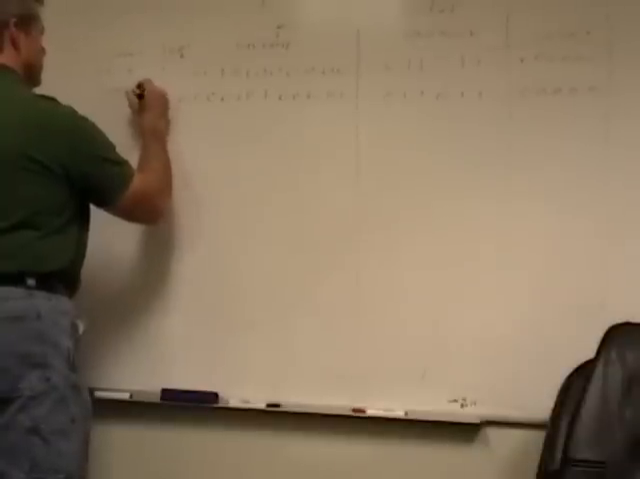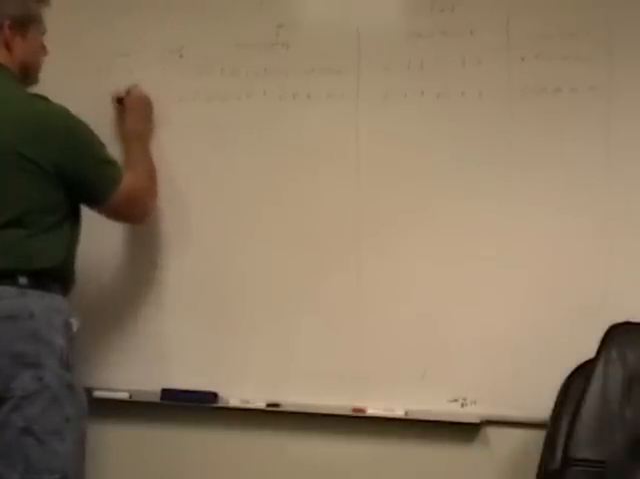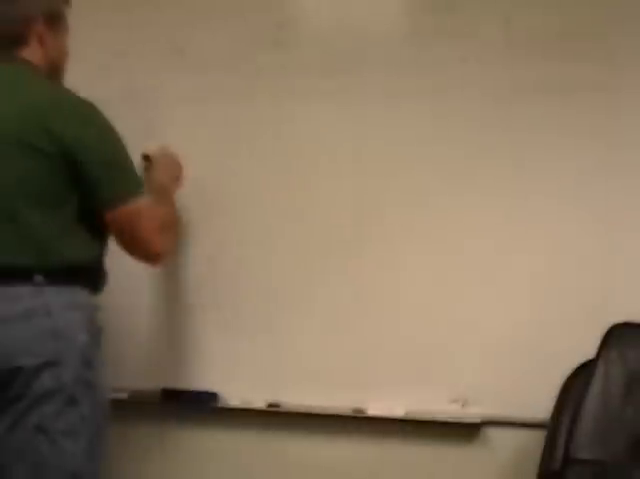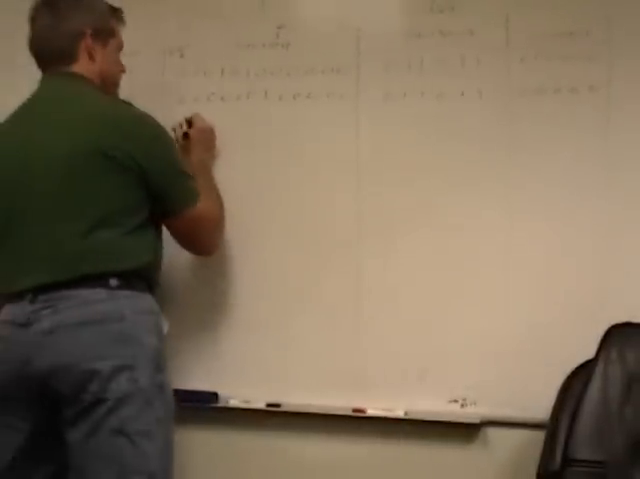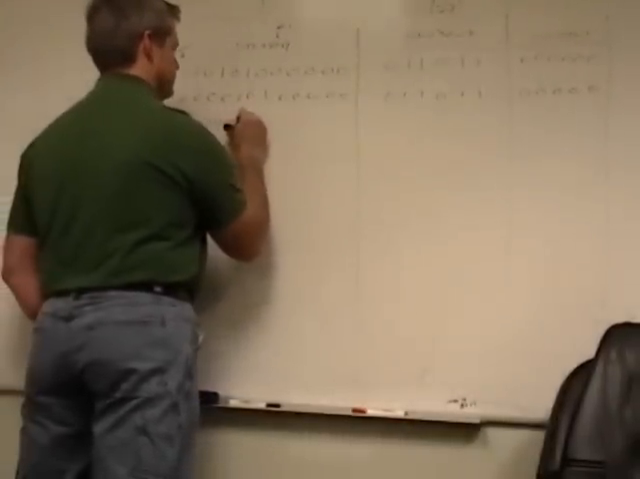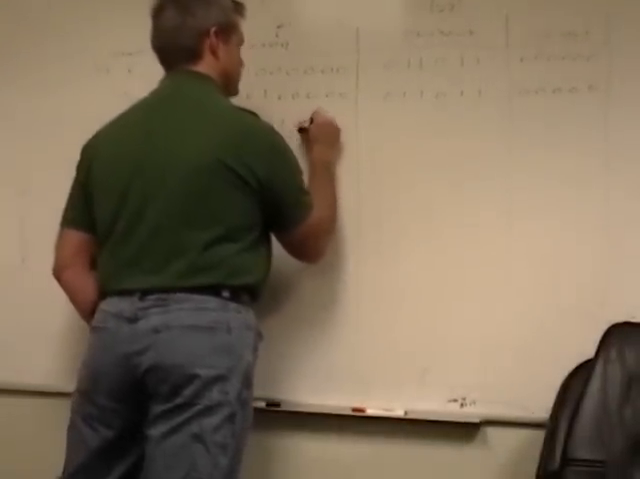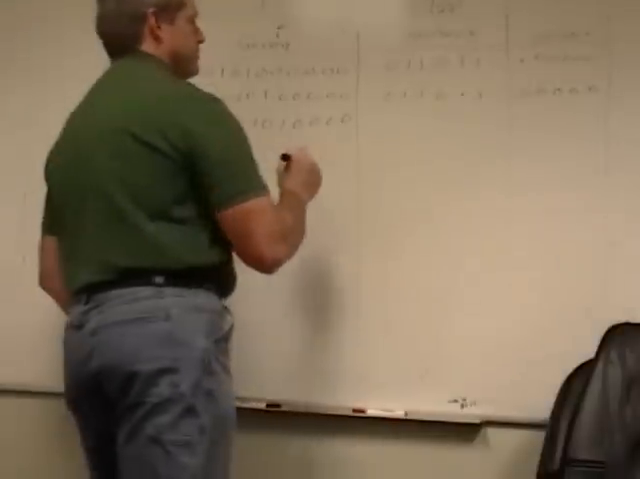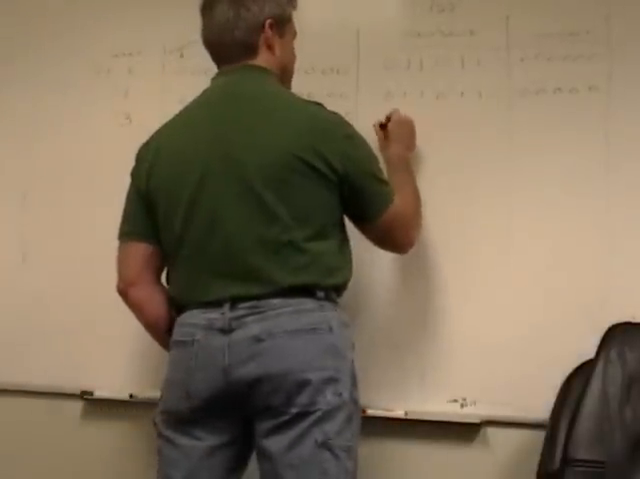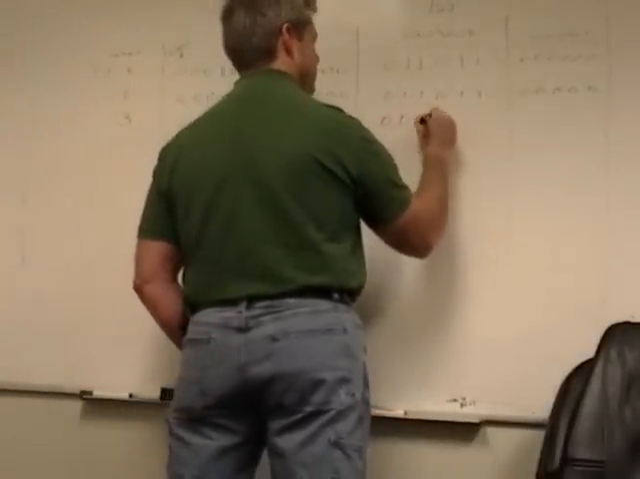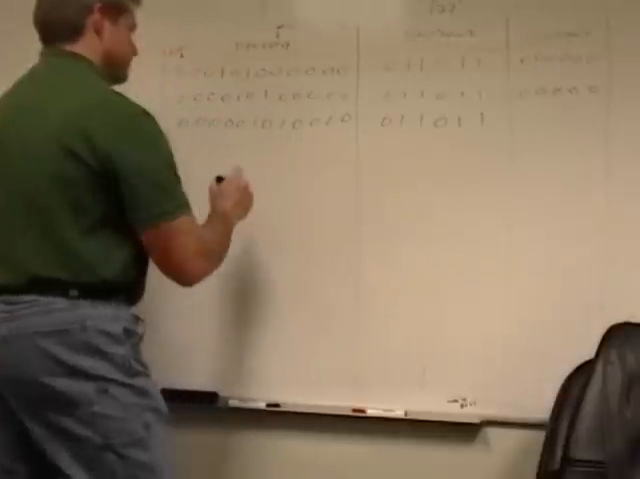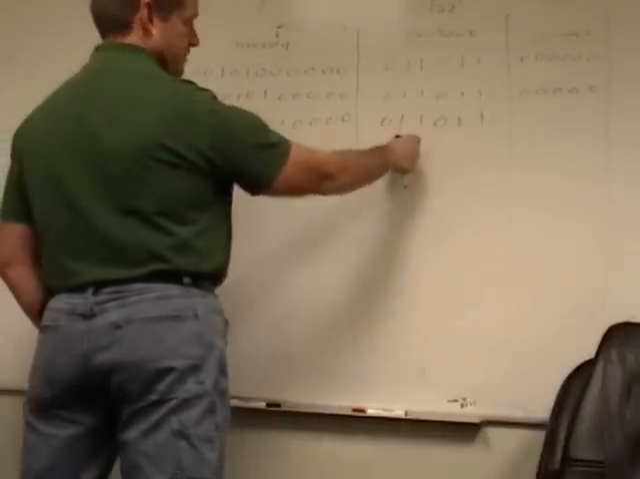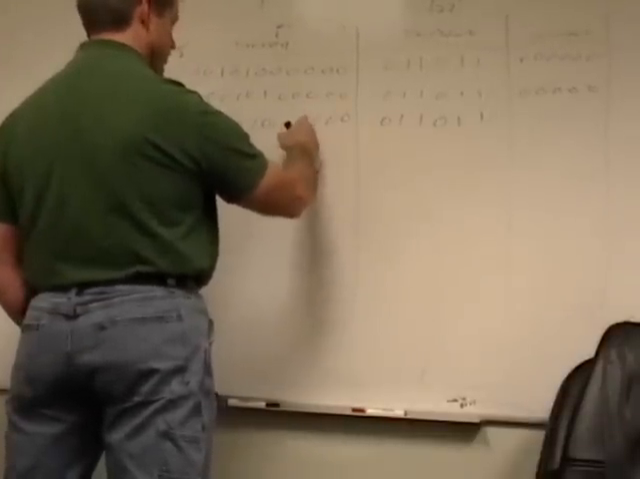So, count is now equal to 4. Now, I'm going to right shift again: 0, 0, 0, 0, 0, 1, 0, 1, 0, 0, 0, 0. My count is now 3. This hasn't changed. Is this number smaller than that number? Again, the answer is no.